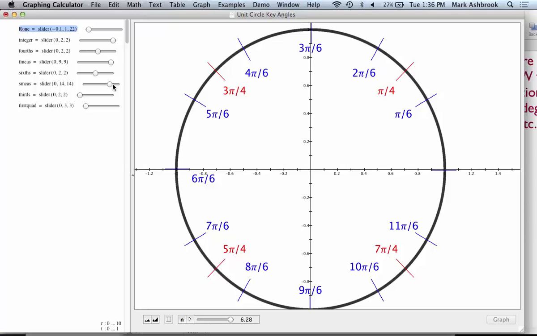Once again, when we do that, we get the top, left, bottom, and right, which we already knew. But then we get these other 8 angles.